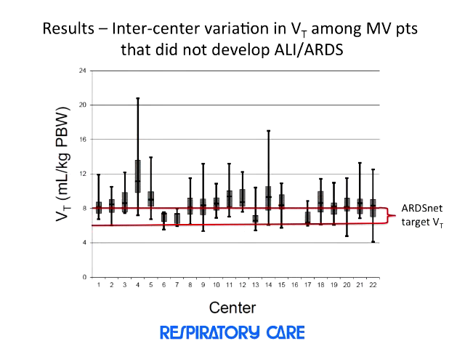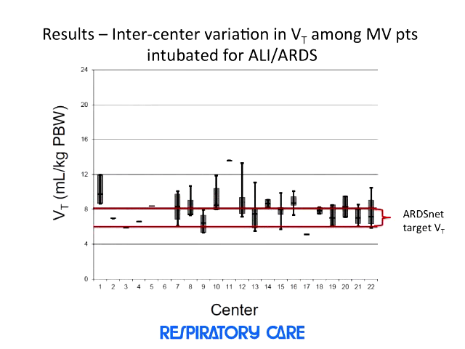So these are the intercenter variation in tidal volume amongst mechanically ventilated patients that did not develop ARDS. So these were patients that had no lung injury or ARDS, and for all intents and purposes, I guess, relatively healthy lungs. So we can see that a lot of the box and whisker plots were above the ARDSNet target area. So a lot of the median values were above the target.